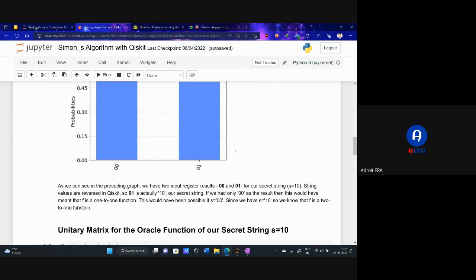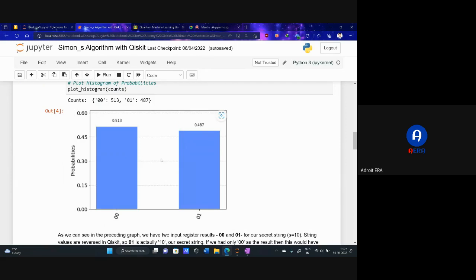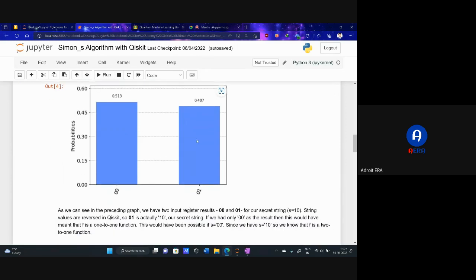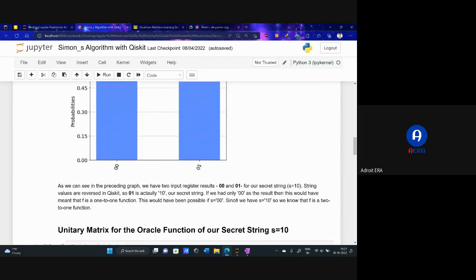Okay, so therefore in the output there should be some sort of superposition, and we can see that yes, it is indeed a superposition state which we are getting, where everything is occurring 50-50% of the time. This would have been possible if AC is equal to 0 0. Since we have AC is equal to 1 0, so therefore that is the thing. Okay, 2 to 1 function.